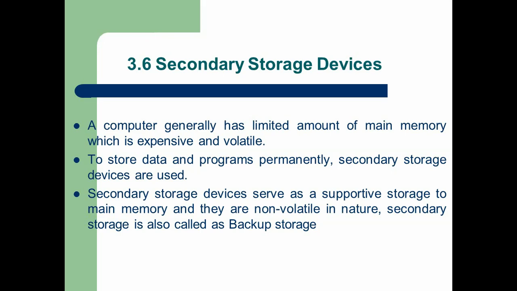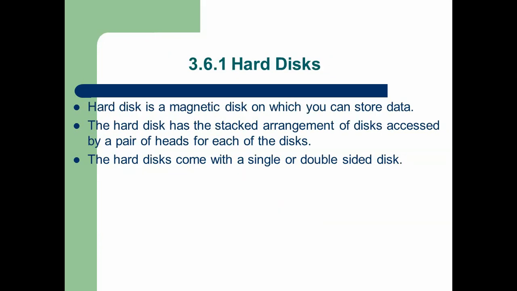So the fastest memory is cache memory, the second fastest is main memory, and the third fastest is secondary memory. Here we cannot access data at a very fast rate, but we can store a large amount of data, because this memory is very low in cost. One of the first examples is the hard disk. A hard disk is a magnetic disk on which we can store data.